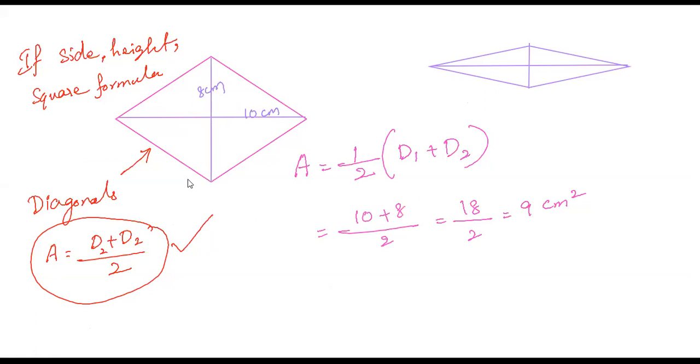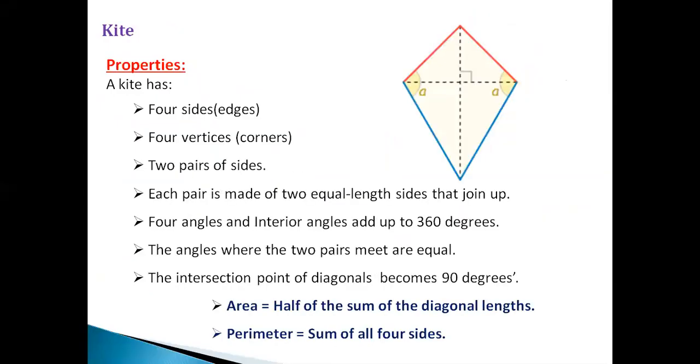What is the other shape? Kite. Have a look at the kite. The same basic properties again: 4 sides, 4 vertices, but it has 2 pairs of sides. Here, opposite sides are not equal. The adjacent sides, the ones next to each other, are equal. I hope you can see the blue color line and the red color line I'm talking about.